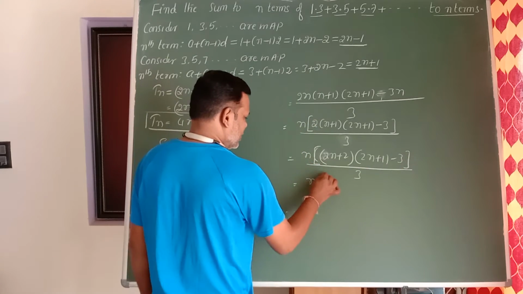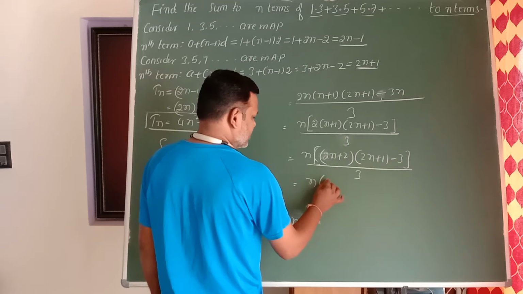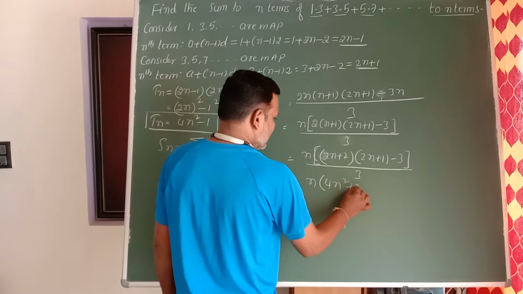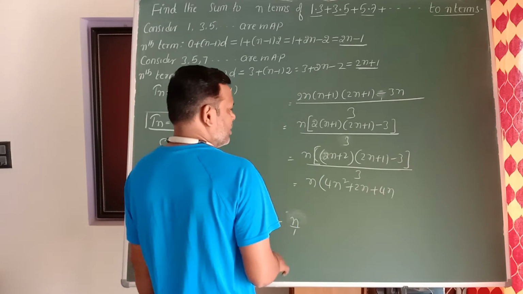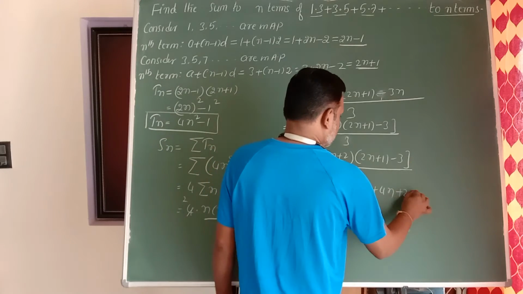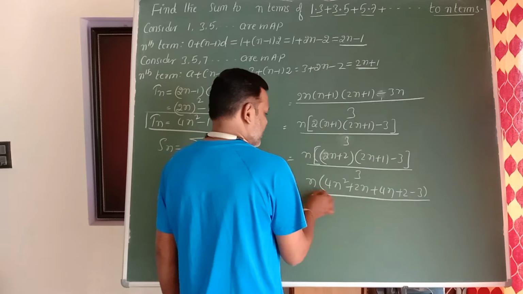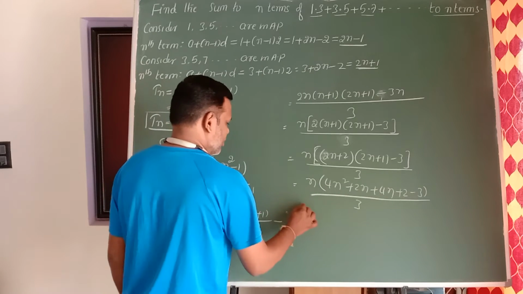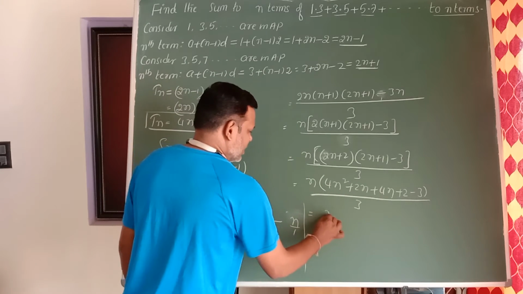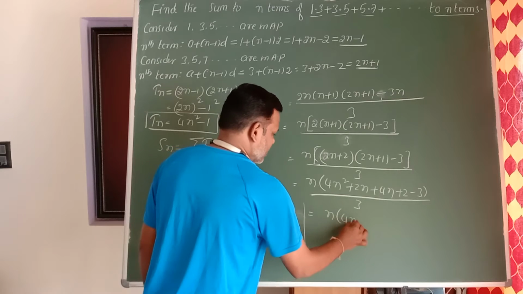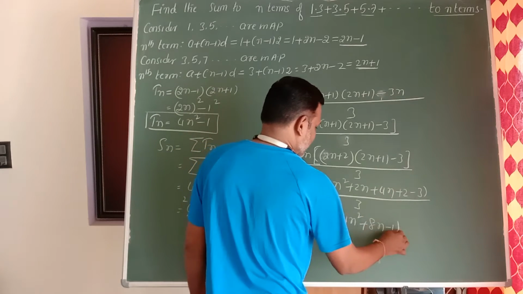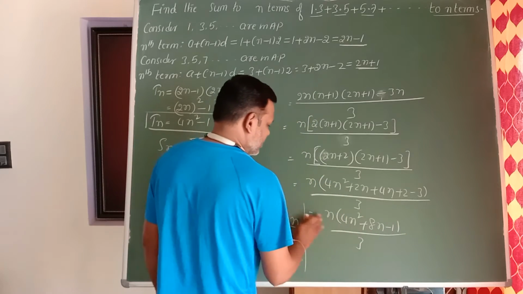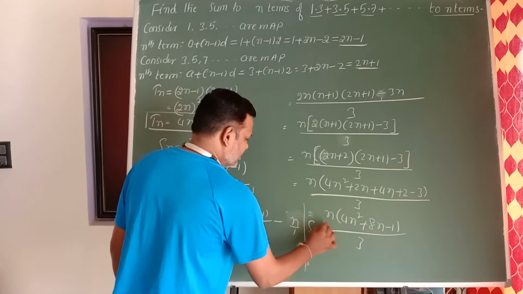Simplify this: n into 4n square plus 2n plus 4n plus 2 minus 3, whole divided by 3. Therefore that is equal to n into 4n square plus 2 4s are 8n minus 1, divided by 3. So this is what Sn is.